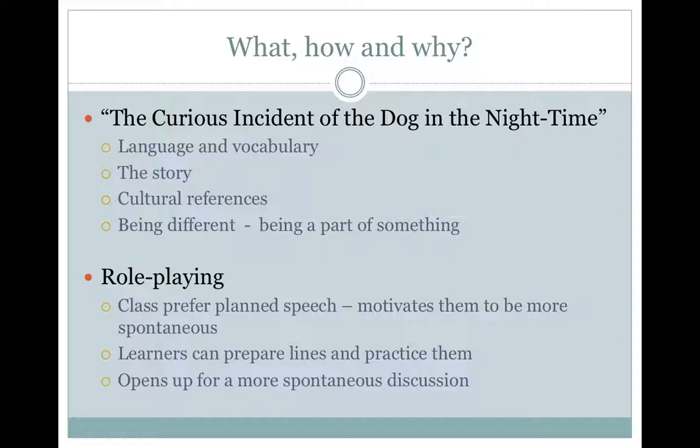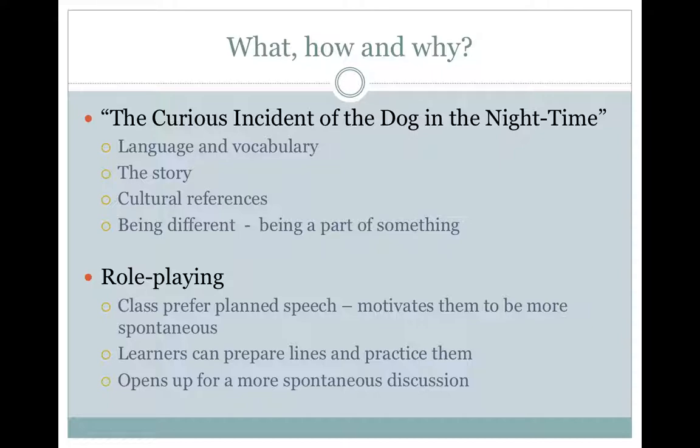Also, I think one of the themes in the book about being different and feeling like you're not a part of something will be something they can relate to. Since we have a boy in the 10th grade who's autistic, I think they can recognize some of his behavior in Christopher, the main character in the book.